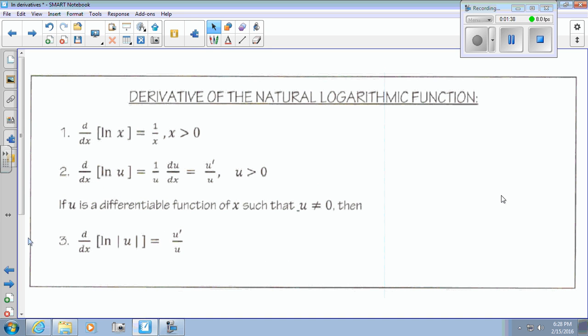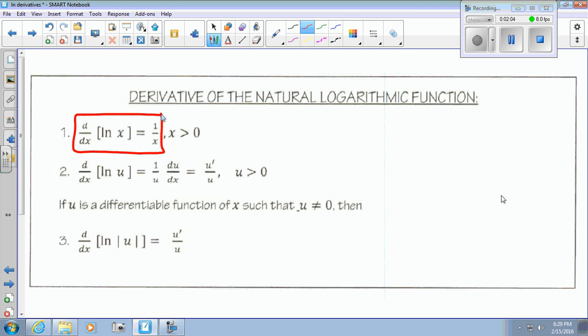Okay, so the calculus part starts here. Whenever we're taking the derivative of an ln, if it's just ln of x, the derivative is equal to 1 over x. And this says x greater than 0 because, remember, ln of x is only defined when x is greater than 0. So the derivative of ln x equals 1 over x. This will become a flashcard when you get to class.